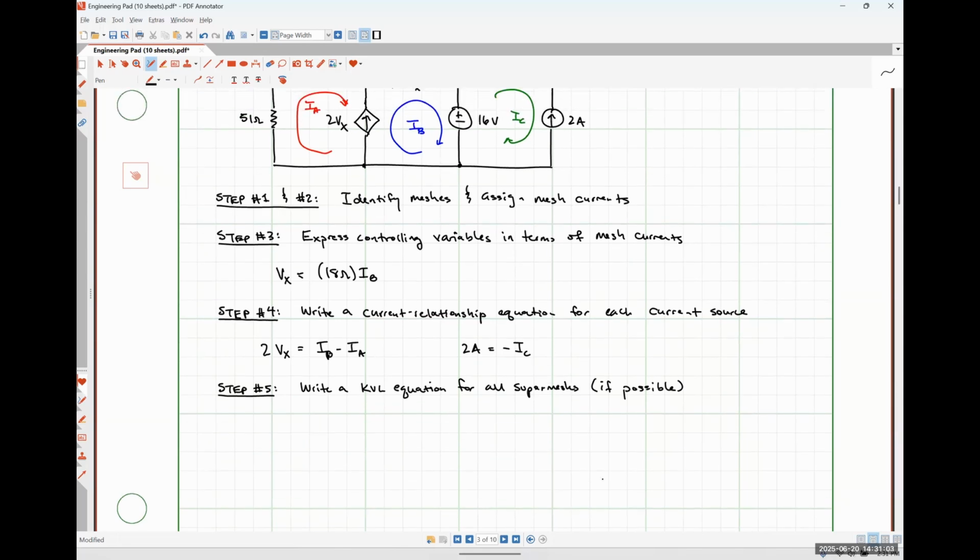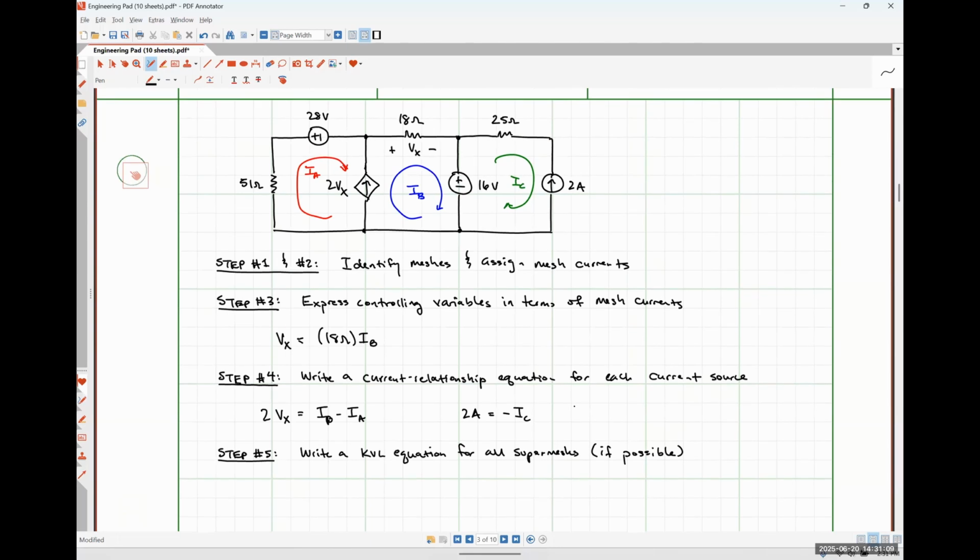So I have yet to define what a supermesh is, so I'm going to do that now. I'm going to explain it in the context of writing a KVL equation around mesh A. We would start by going up through the 51 ohm resistor, so that would just be 51 ohms times IA.